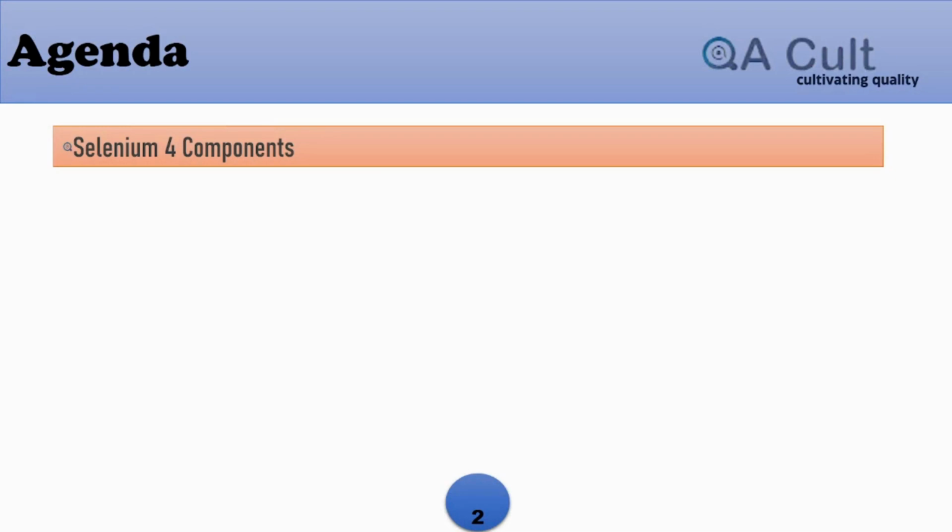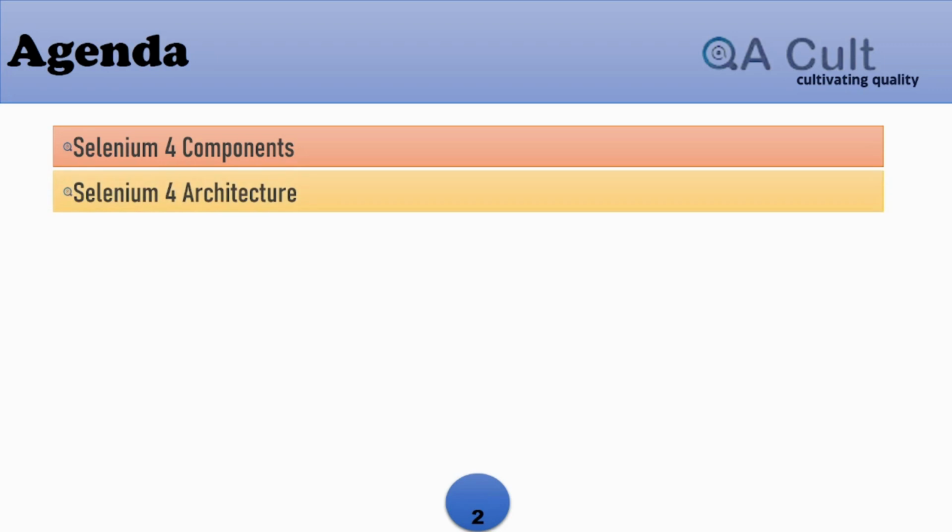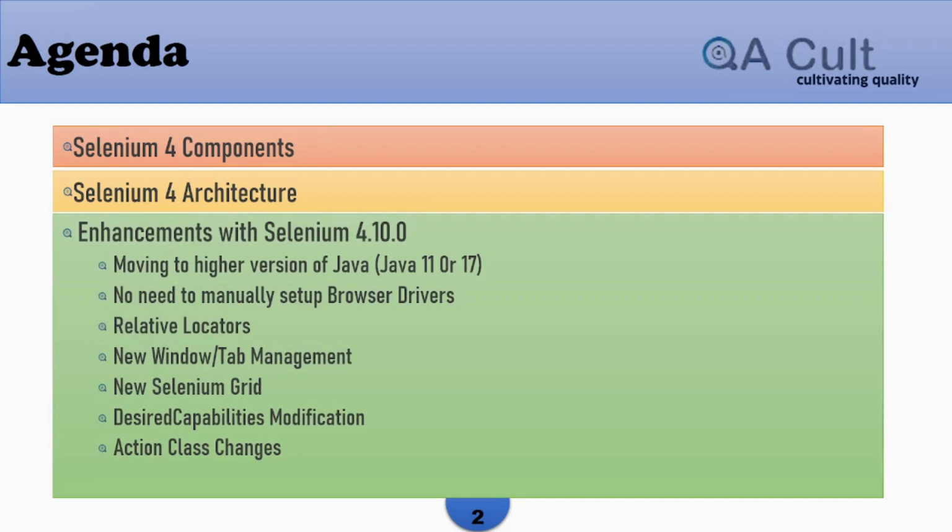Now let's go over the agenda which we will discuss. First we will talk about Selenium 4 components, and then a very important thing, the Selenium 4 architecture, and then we will go forward to enhancements which are done till now in Selenium version 4.10. We will discuss why it is required to move to a higher version of Java, and that there is no need to manually set up browser drivers in Selenium 4. Then there are some new relative locators, and a new window and tab management in Selenium 4. Then we will go to Selenium Grid and why it's completely new. Then the desired capabilities class and changes in the actions class.